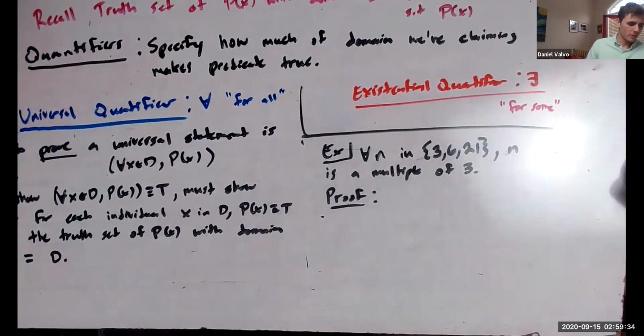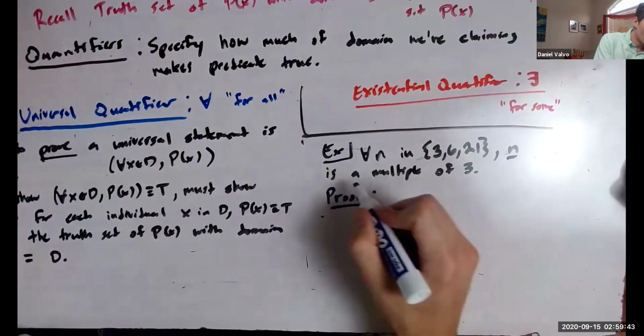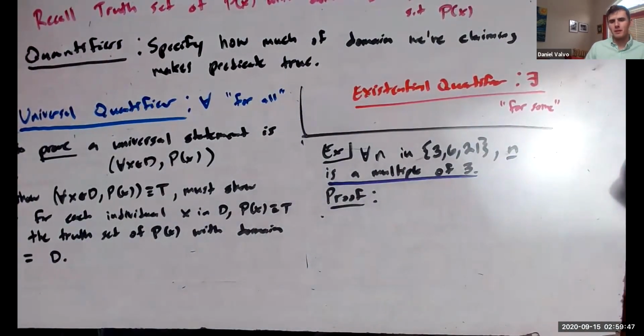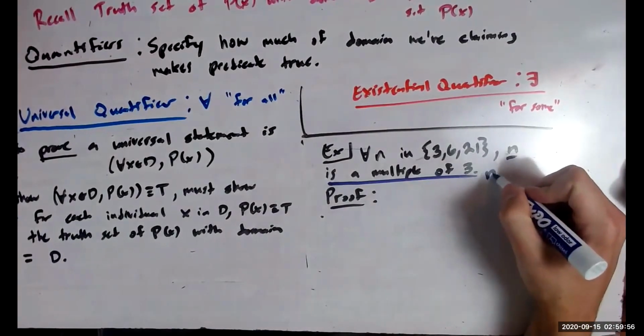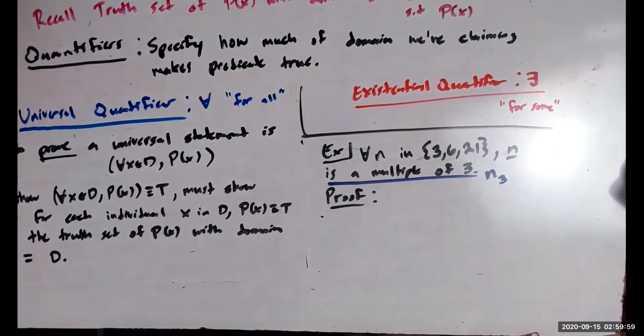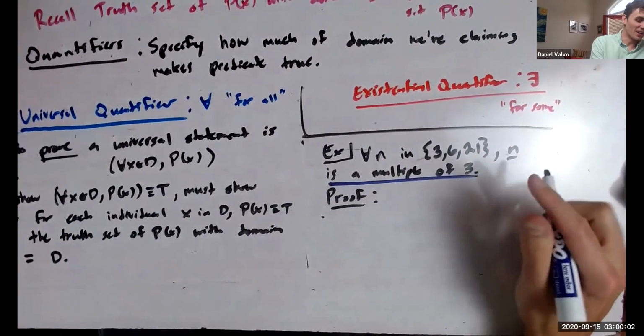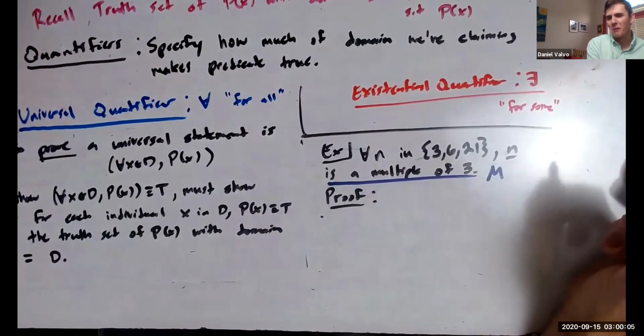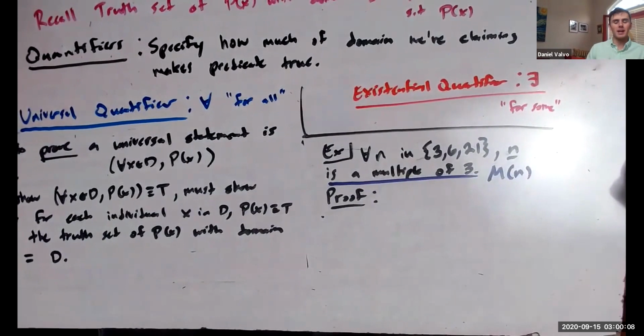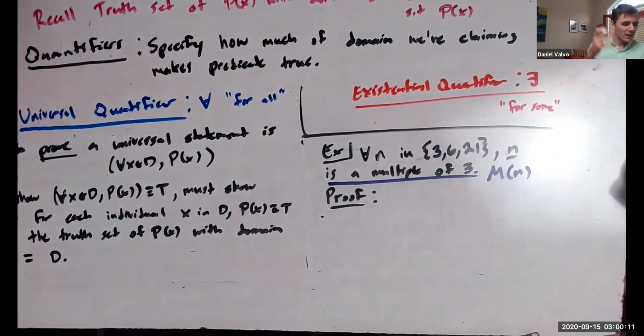So proof. We're to prove a universal statement, so we're going to have to show that n is a multiple of 3, which is the predicate. What should we name it? M sub 3? Well, I said M as in multiple. Let's call it big M, not to confuse anybody. So n is what you plug in to big M. So for all n in the set {3, 6, 21}, n is a multiple of 3. What we're really saying is that for all n in this domain, M of n is true.